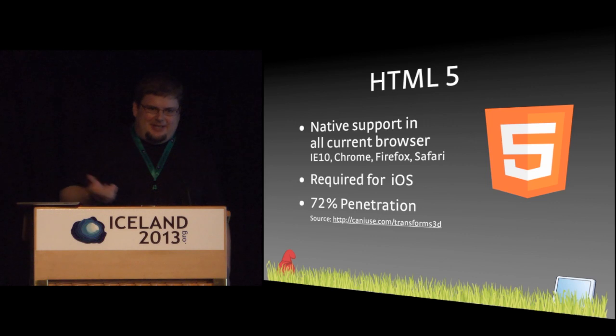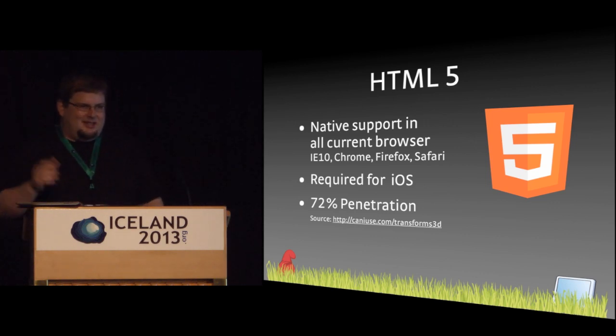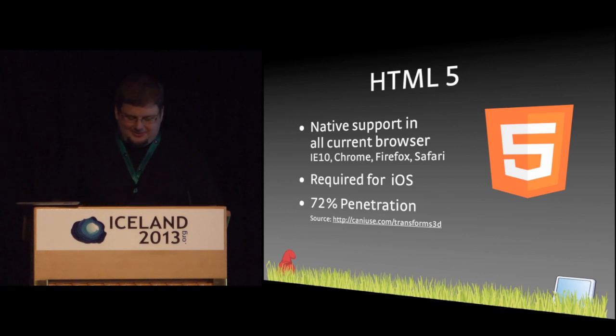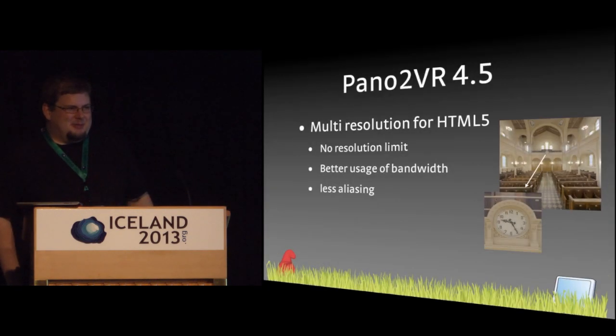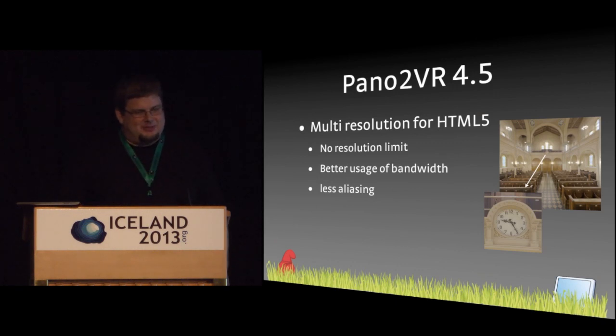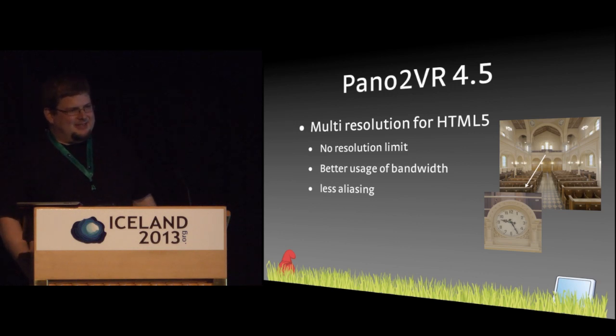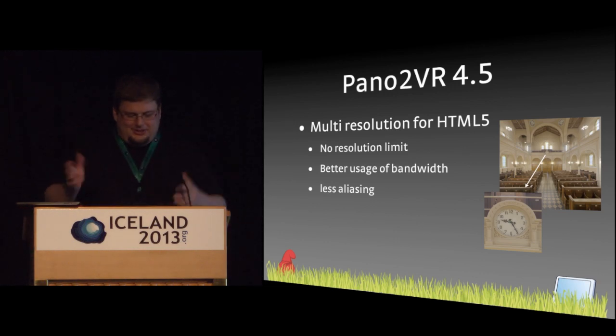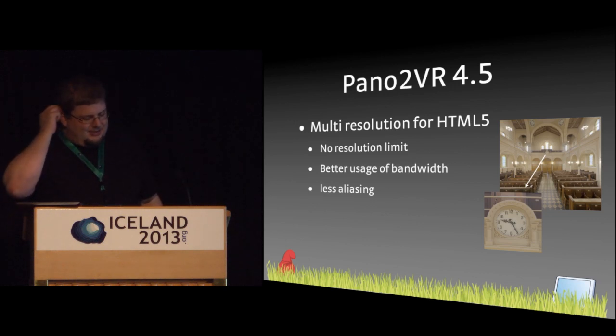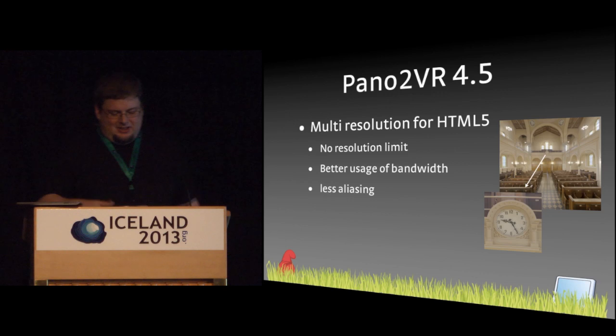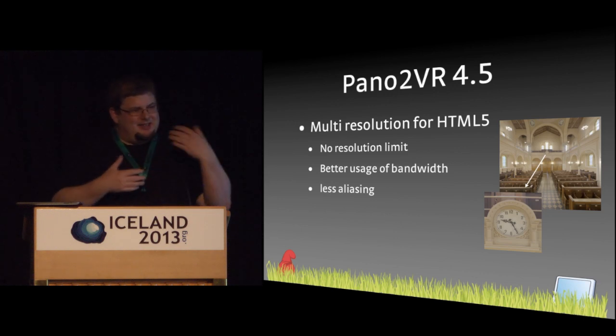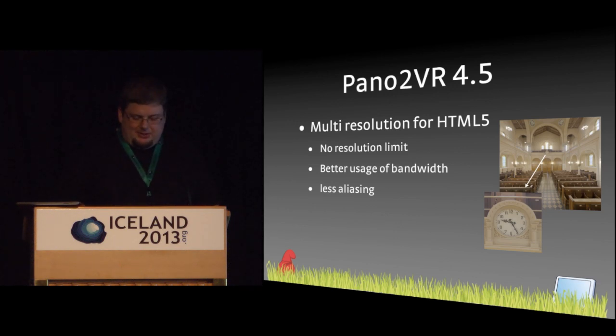But of course, in HTML5 some things are still not working. So today I'd like to put another nail into the coffin of Flash. The next version of Pano2VR will support multi-resolution in HTML5 natively. It will work on the iPhone, so you can put in your gigapixel panoramas without a resolution limit, and you can zoom in. Images will be loaded dynamically. Of course, the big advantage of multi-resolution is that it uses bandwidth better. People don't have to download the whole image in the beginning, so it's very progressive, and you also have better image quality because you have less aliasing.